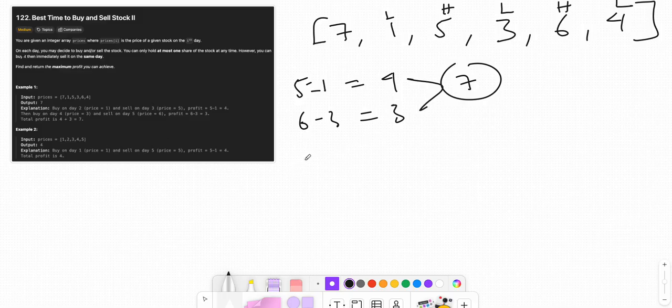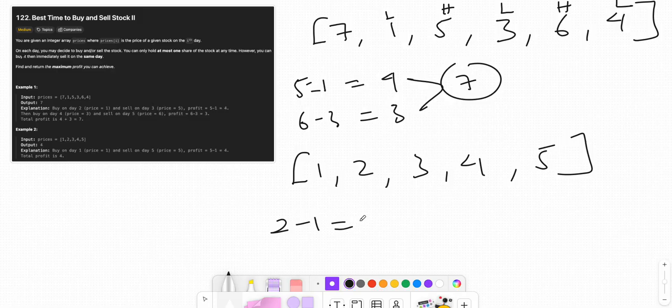Now the second example: 1, 2, 3, 4, 5. Buying at the low and selling at the higher, maybe 2 minus 1, profit here 1.